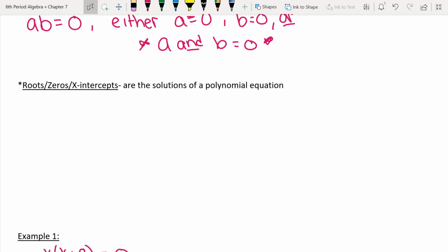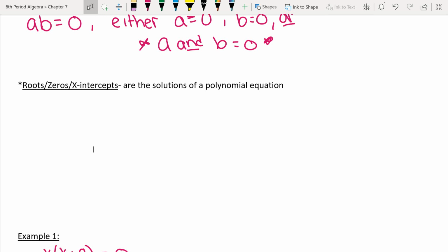So this is new vocabulary. We have something called roots, and I wrote zeros and x-intercepts because they are all the same words. They all mean the same thing.